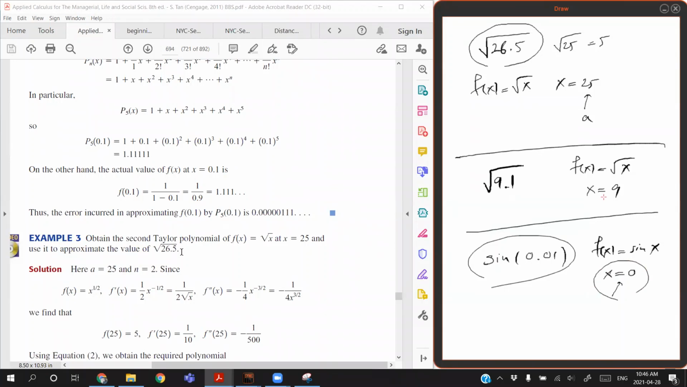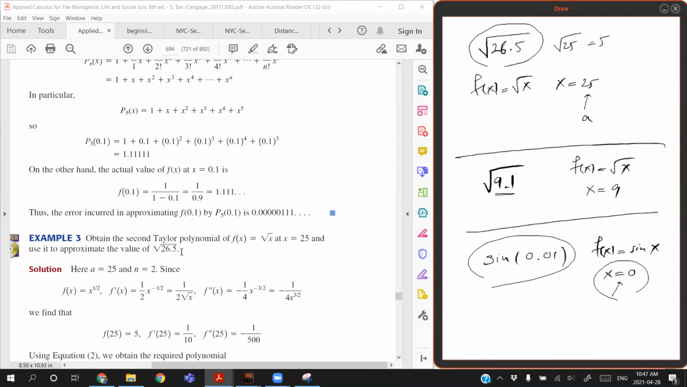You have to look for a number that is close to the number you're trying to approximate. And also, it should be easy to find the value of the function or its derivatives at that number. And we're not going to go beyond this.